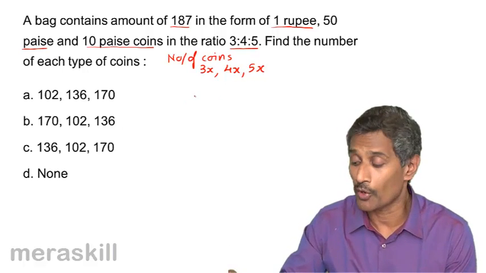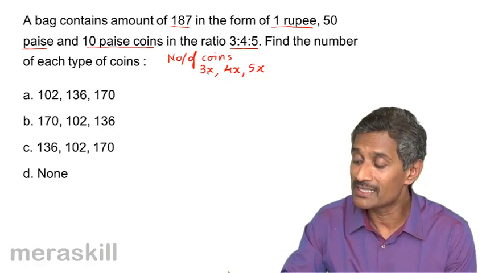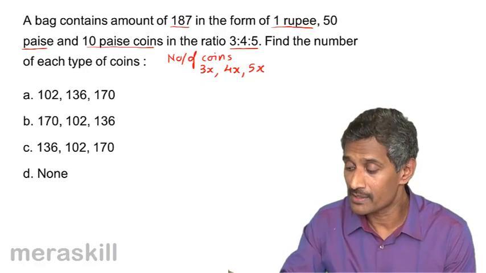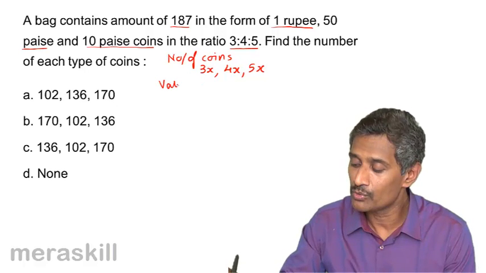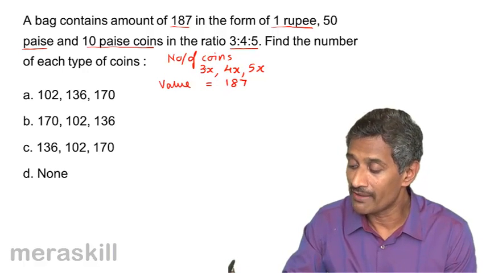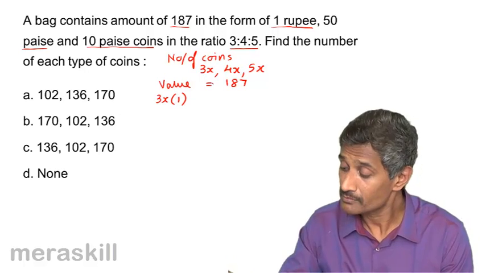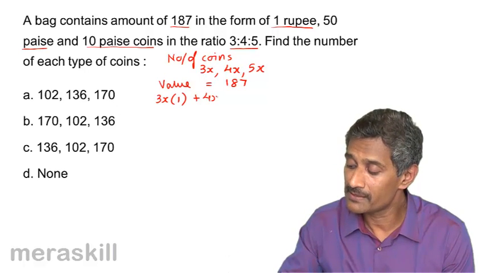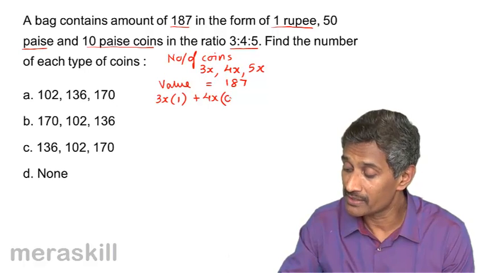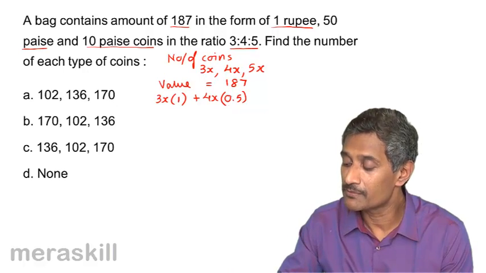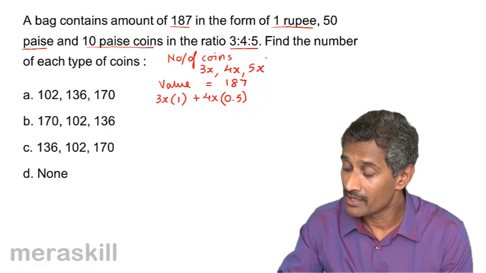So this is the number of coins, but we have rupees, hence the value of each of these coins has to be multiplied with the number of coins. So the total value is 187. The value of the 1 rupee notes is 3x into 1 rupee, plus 4x 50 paise coins into 0.5. Or you can convert this to 3x into 100 plus 4x into 50. In that case, you're converting the rupees to paise.